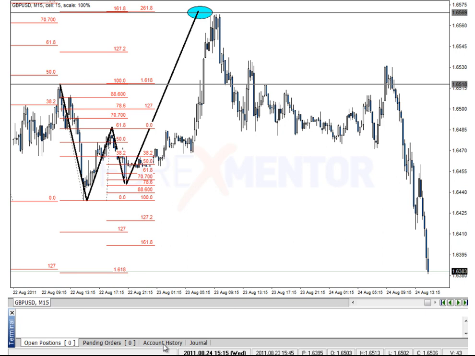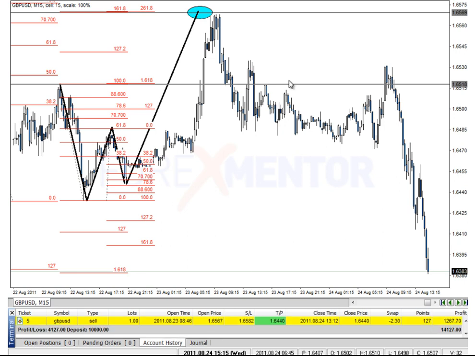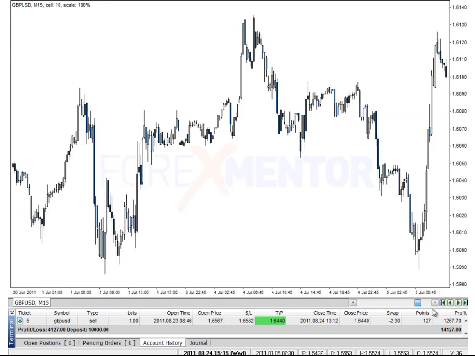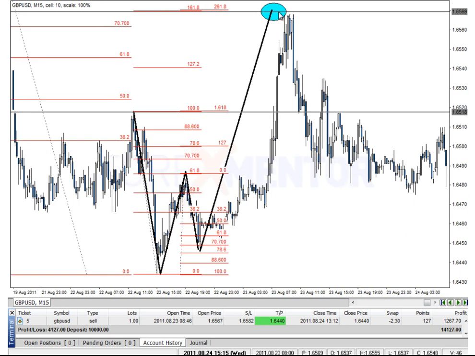So let's have a quick look at that. 127 pips from the initial entry down to our target. We'll just recap that. That was the bearish crab, found at key higher time frame resistance from the daily chart. Remember, we're not just trading a 15-minute pattern, it's the actual area, the completion of the pattern, that is the important part. Hope you found that helpful.